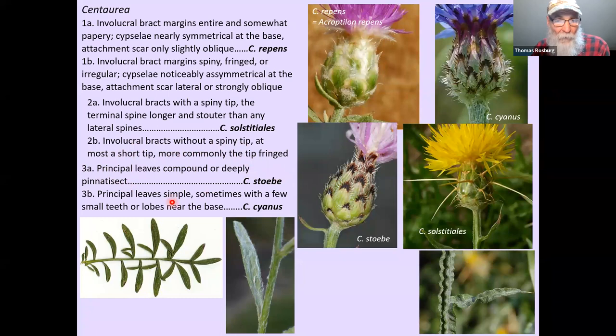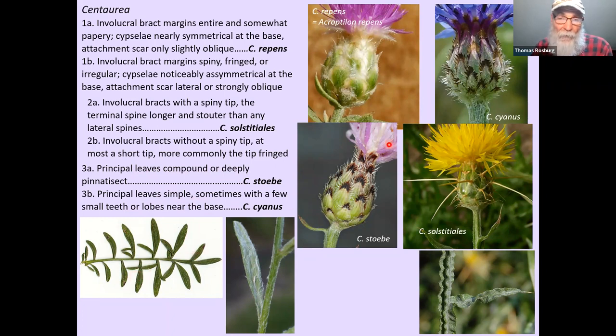Then we're going to go on to 3A and 3B, and we'll have either this one or this one, because these both have the same looking bracts, short little bracts that don't have any spines. They just have little fringes on the sides of them. So stoebe and cyanus, and the way those would be separated is just on their leaves, real simple. Principal leaves here are compound or at least deeply lobed. That's what this one is right here. Or the principal leaves are simple, like this leaf right here. Sometimes they can have a few little teeth or little lobes towards their base, but they're basically a simple leaf.